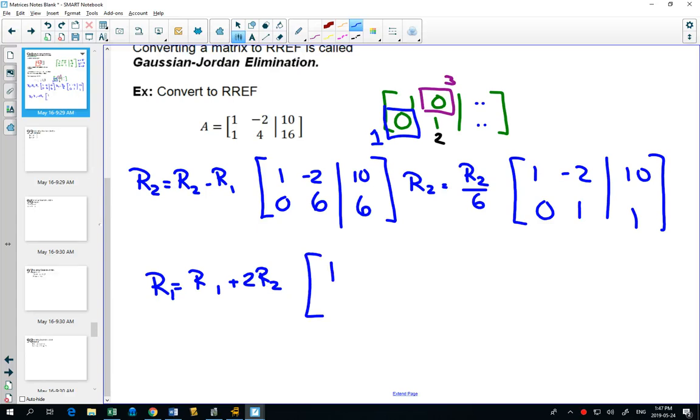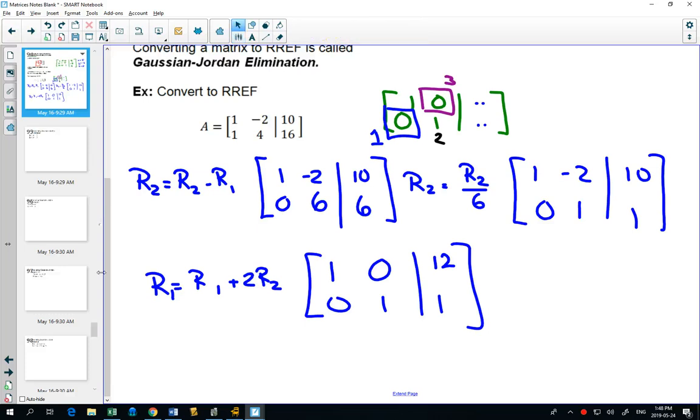Notice that that will keep this a 1. And row 2 doesn't change. Row 1 plus 2 row 2's, that makes this a 0. And that makes that a 12. And we can reduce this to what's called reduced row echelon form. So there's row echelon form, which is the 0 in the bottom, and then there's reduced row echelon form, which is what we have here.